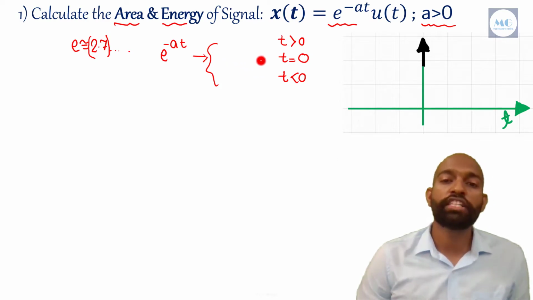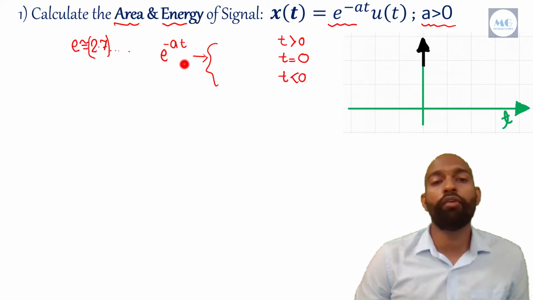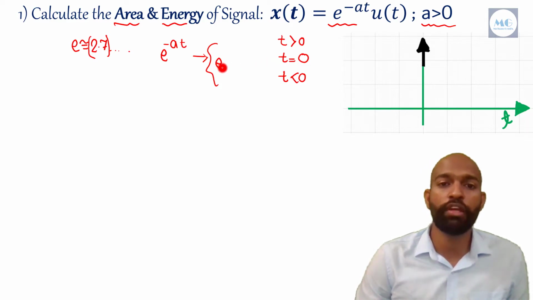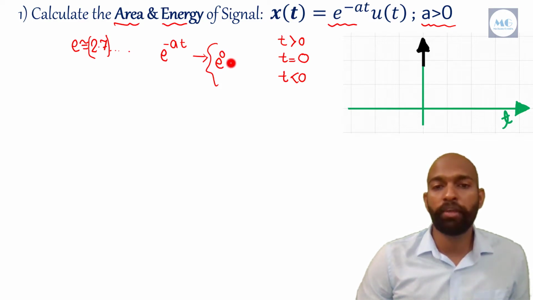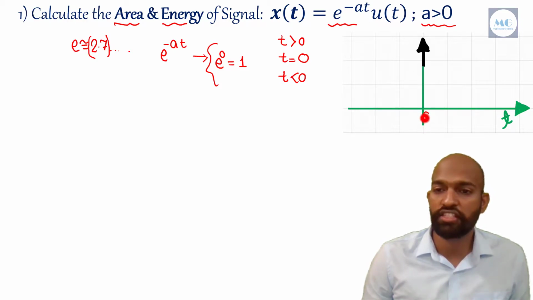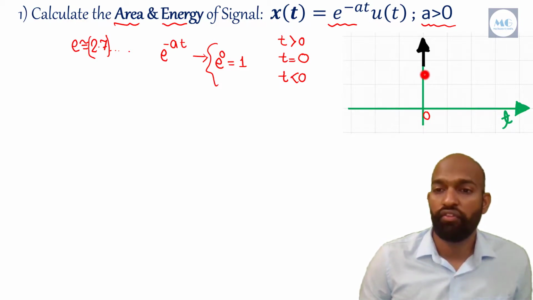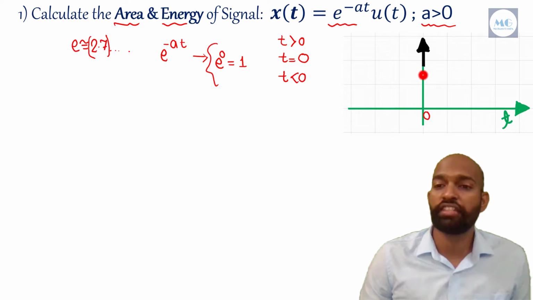Okay friends. First we will see what will be the value of e to the power minus at at t is equal to 0. Its value will be e to the power 0, and anything to the power 0 will be 1. So at t is equal to 0, at this point, the value of e to the power minus at will be 1. Suppose this point is 1.